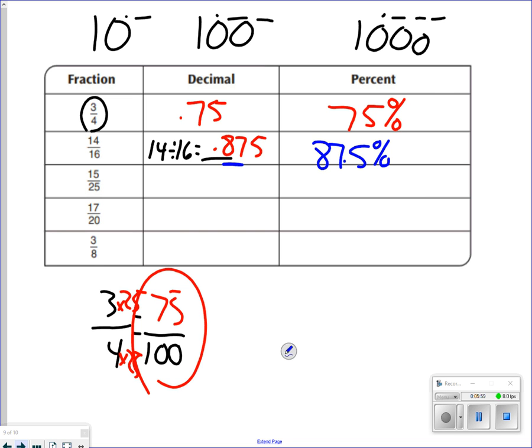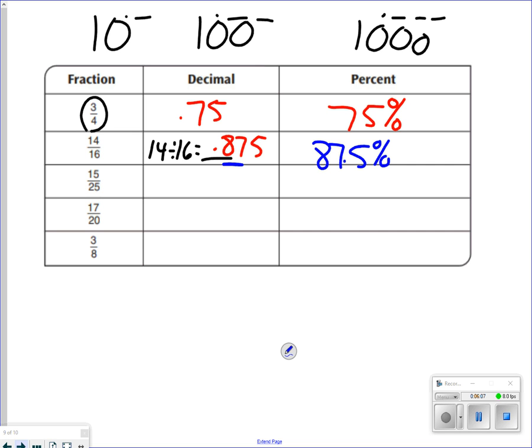So at 0.875, how would we write that as a percent? It's 87.5%. Let's take a look at this next problem here. 15 over 25. Let's convert that one. The first thing I want to do, can I change 25 into 10? I can't, because 10 is smaller than 25, so I'm going to go into 100.